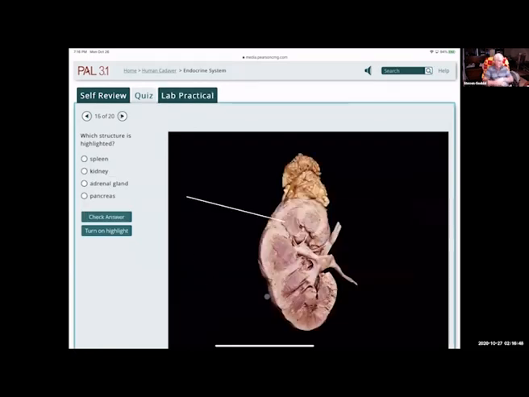All right. This one's tough again. Another kidney. Okay. And on top is the adrenal gland. Yep.